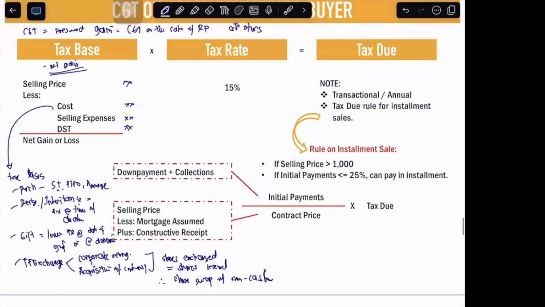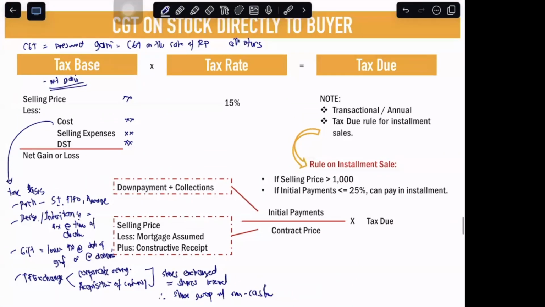So the tax base is our cost, depending on purchase, devise, gift, or tax-free exchange. How about if there is inadequate consideration? If it is from inadequate consideration, whatever is the amount paid, that is really a purchase itself. Now, for selling expenses, these are any selling expenses on the sale of your stock directly to buyer, and your DST. Since this is a stock sold directly to buyer, your DST would be 1.5 over 200 of the par value. Later, we will discuss more on the DST of stock sold directly to buyer.